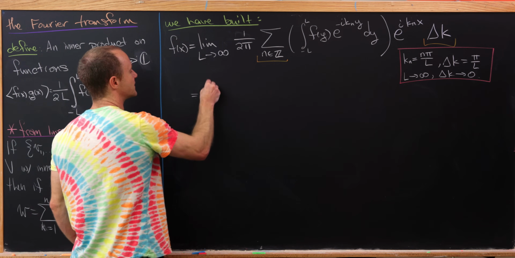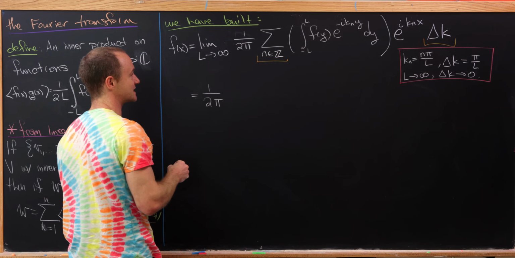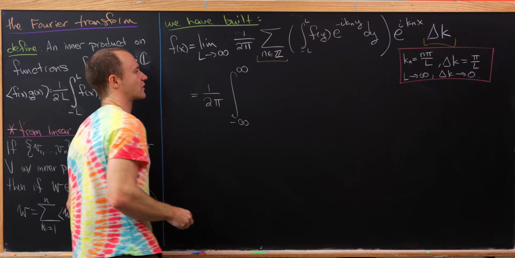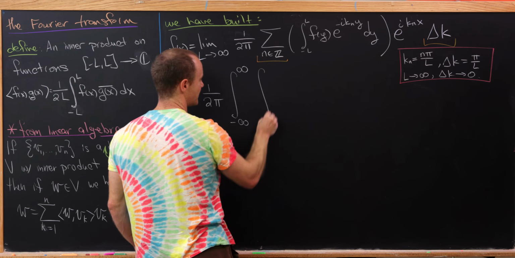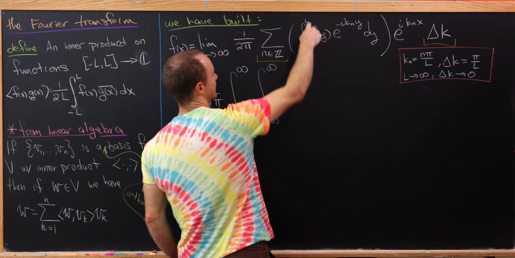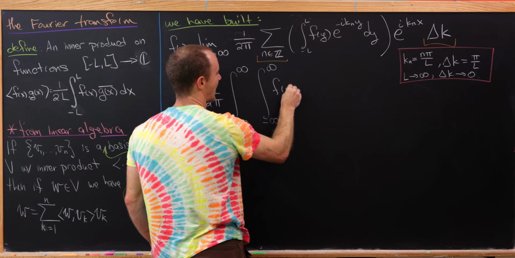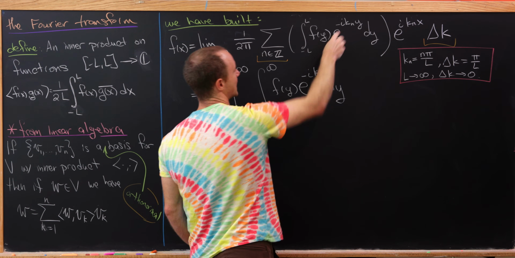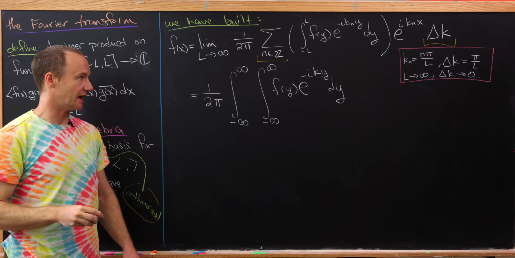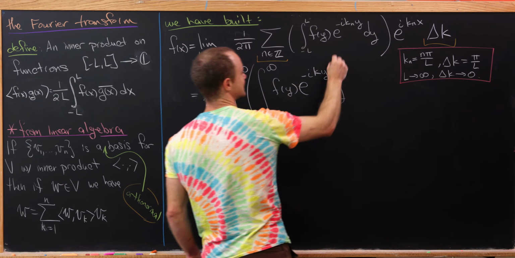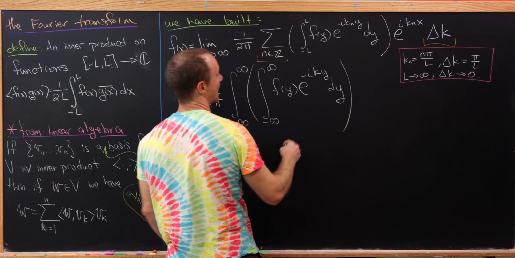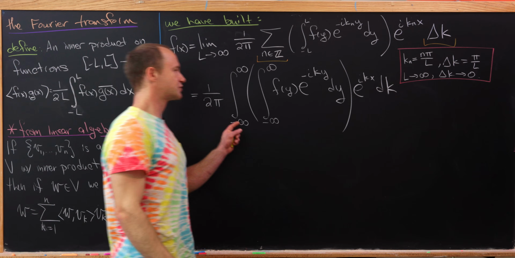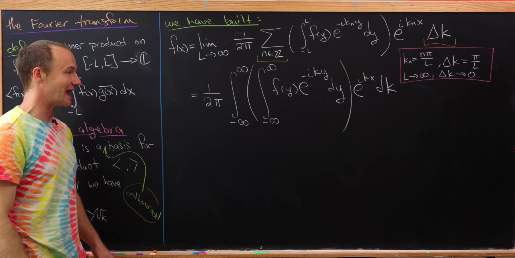Okay, so let's write that down. So we'll have this 1 over 2 pi, which just comes down. And then we'll have the integral from minus infinity to infinity, because we're going over all integers here, of the integral from minus infinity to infinity, because we let L go to infinity, of f of y e^(-i k y) dy. So the k_n will turn to k. And then that is inside of this kind of outside integral. So we've got now e^(i k x) dk. So we've got a y integral inside of a k integral.